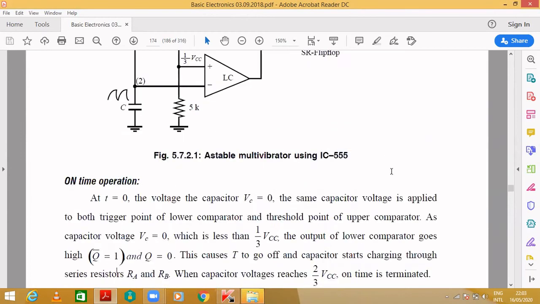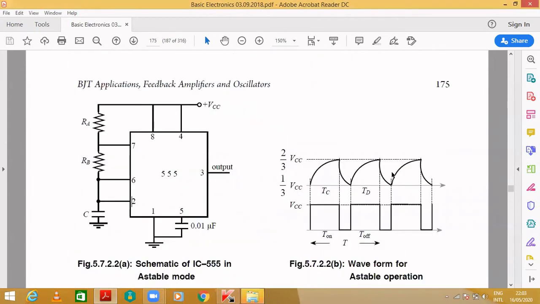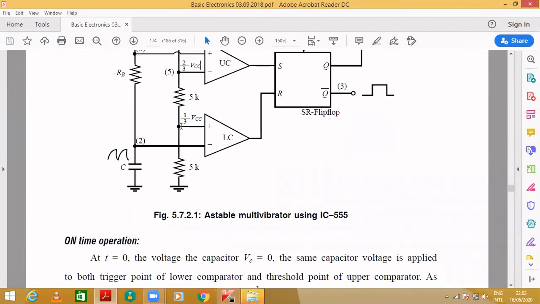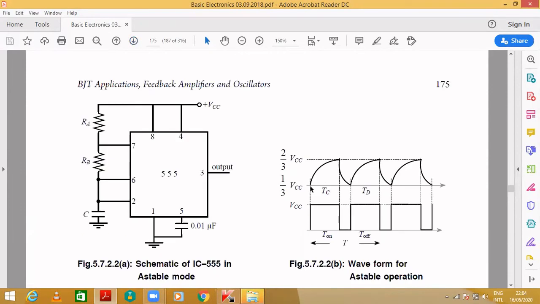So let's see. The explanation was given over here, on time and off time. This is the discrete circuit, and this is just a schematic diagram of your astable mode. As you can see, it will start charging, and the charging will be from 1 by 3 VCC only. Why is it so? You can observe here, we are comparing this point with this point, so it will start at 1 by 3 VCC, and the maximum it can reach is 2 by 3 VCC. That's what we showed over here: it starts with 1 by 3 VCC and ends with 2 by 3 VCC.